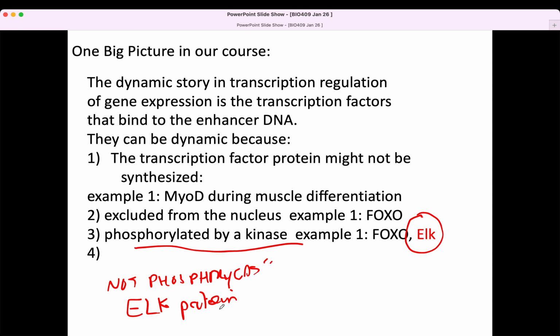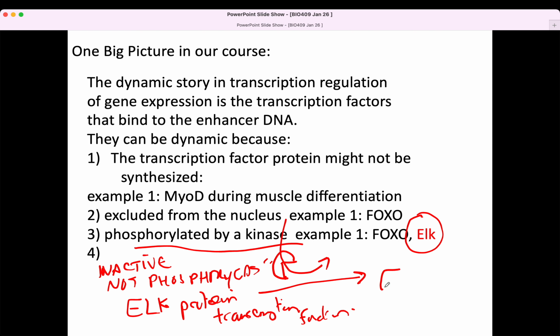And the ELK protein is a transcription factor. And it's inactive. And then a kinase, and in this case, this kinase is an enzyme that's going to add a phosphate in a chemical reaction. So it's going to add a phosphate to ELK, and ELK is said to be phosphorylated. And the kinase enzyme is specific to add it to ELK and regulate it, and that kinase is called ERK.